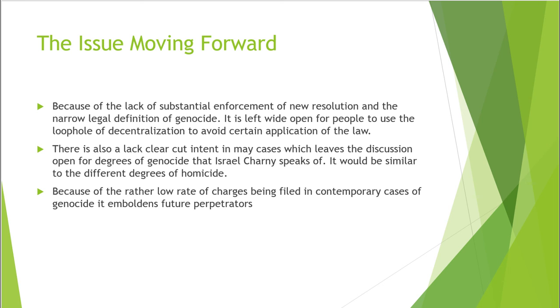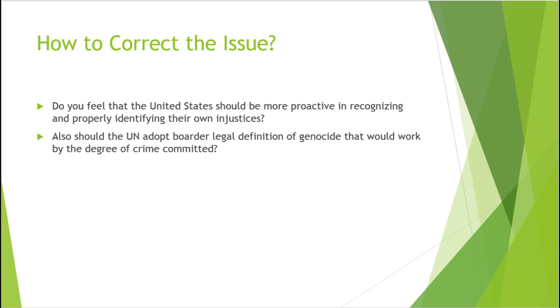Because of the rather low rate of charges being filed in contemporary cases of genocide, I feel this emboldens future perpetrators. As for how to correct the issue, do you feel that the United States should be more proactive in recognizing and properly identifying its own injustices? Also, should the UN adopt broader legal definitions of genocide that would work by the degree of crime committed?